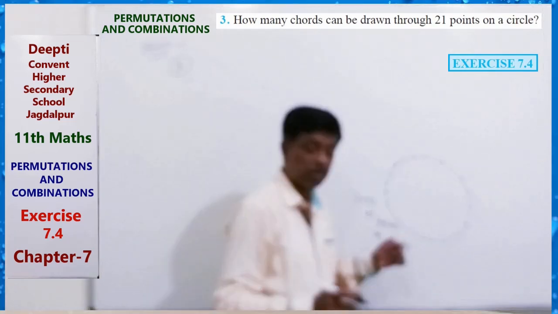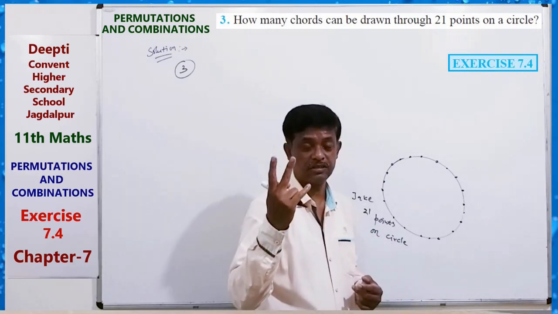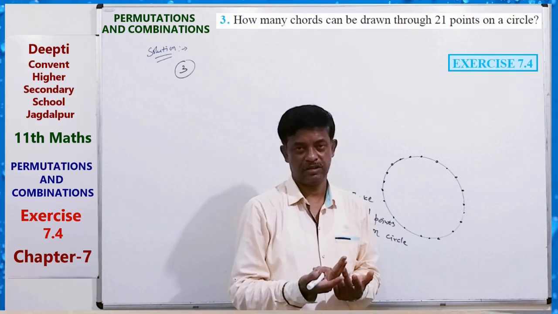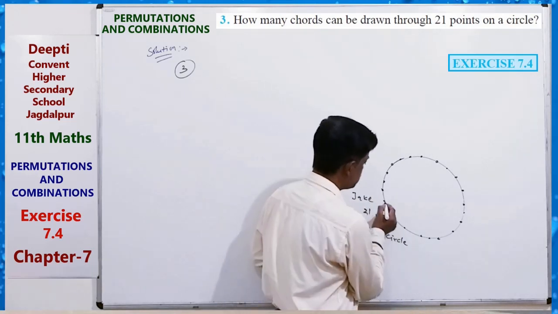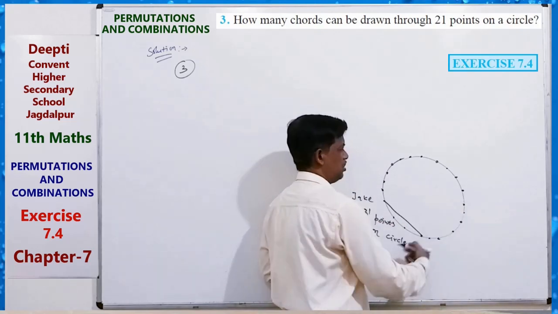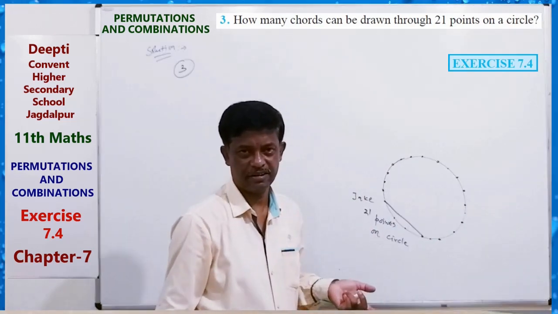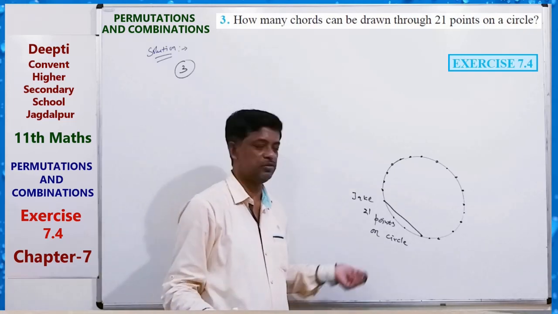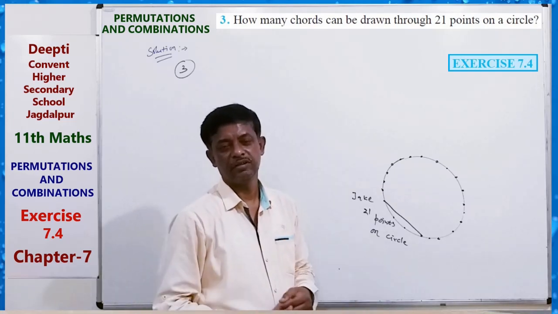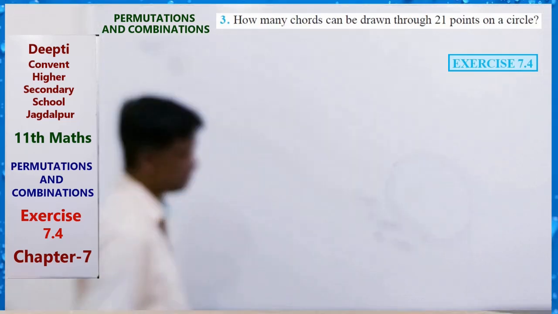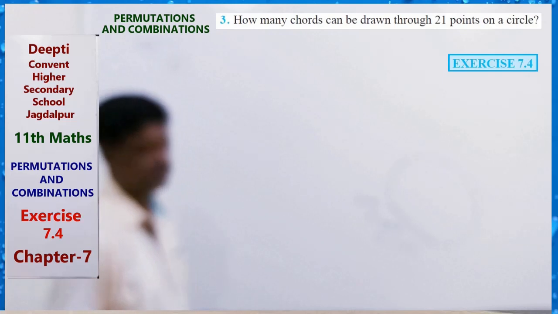For drawing a chord, we require 2 points. Order may be anything. That is selecting 2 points. By selecting 2 points, we can draw a chord. Any 2 points can be selected. So selecting 2 points out of 21 is the number of chords. Okay, just you have to discuss it for writing the answer.